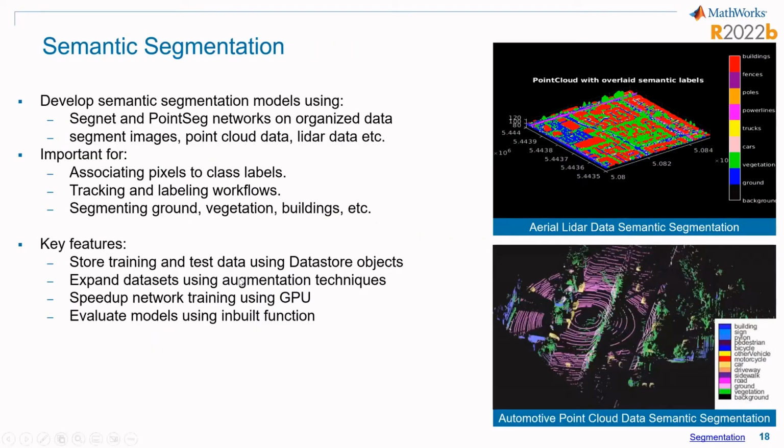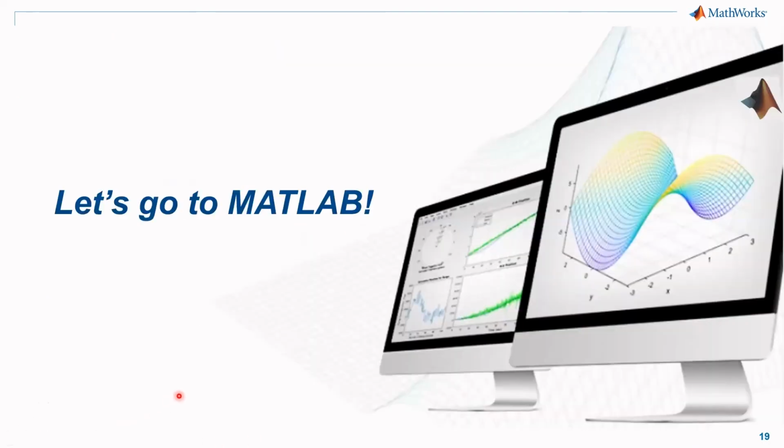Now, semantic segmentation is a methodology that works on organized data, and it's designed to take images, learn from them, and then segment remaining images. And for the hackathon, it's particularly important for associating the pixels to the label class. So let's go take a look in MATLAB for this.